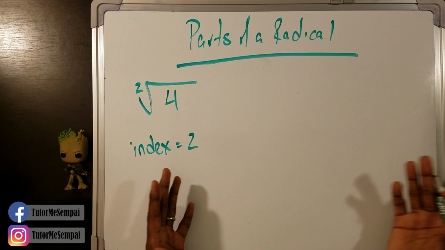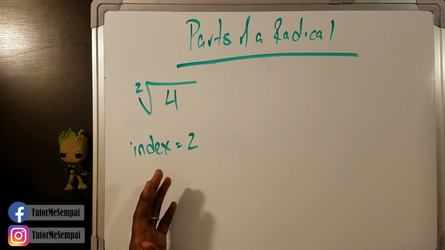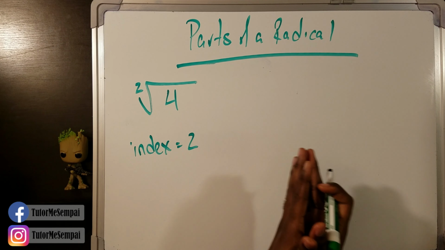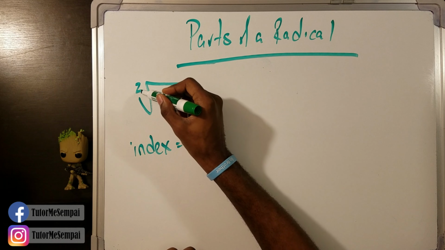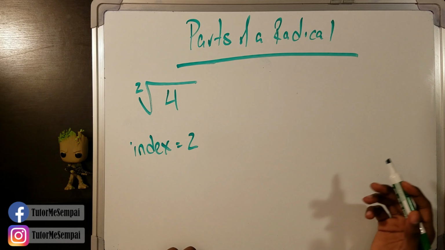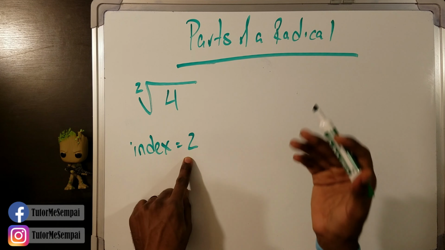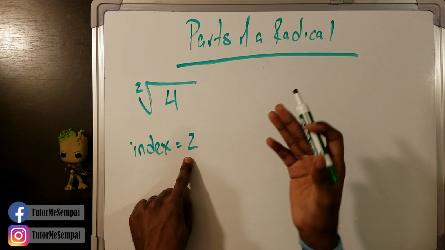Well, not really infinity, but we can keep getting bigger and bigger, and we will have a radical for that. That's because this index can just keep growing. But what is the index? Well, the index tells you what kind of root you have or what kind of radical you have.